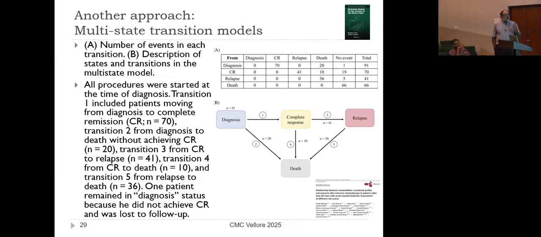And so transition 1, for example, included patients moving from diagnosis to complete remission. Not response, it's complete remission. Why does it say response? Maybe I copied it wrong. It's complete response. Transition from diagnosis to death. So some people just die.